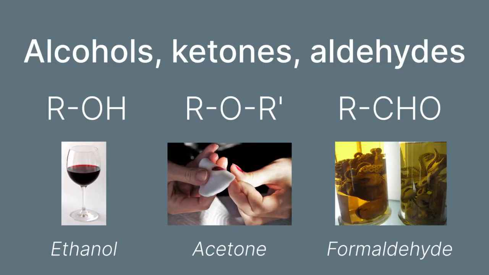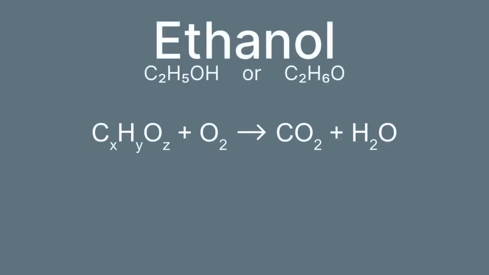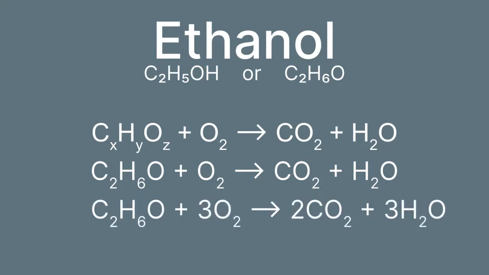Sometimes the hydrocarbon has a little bit of oxygen inside, such as for an alcohol, ketone, or an aldehyde compound. So we can see how the rule works with something simple like, let's choose ethanol. We start with our rule, and we put in the formula for ethanol, and now we balance the equation.